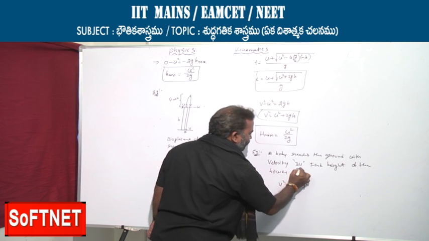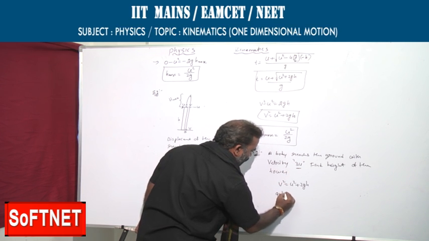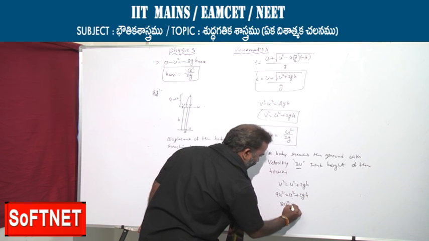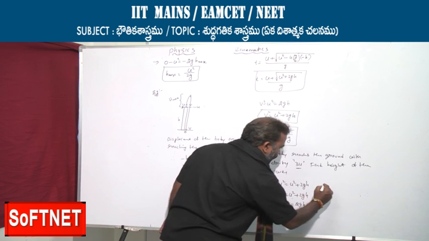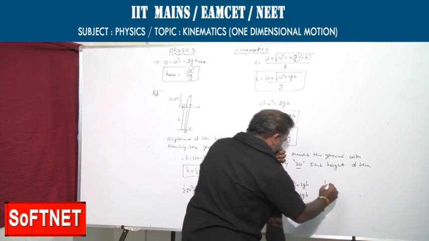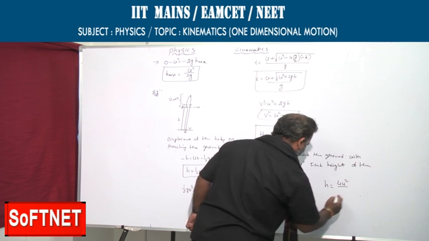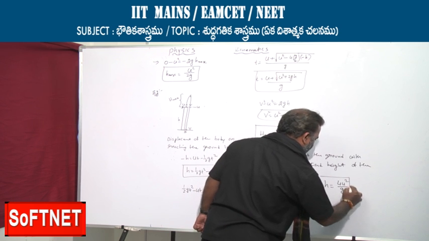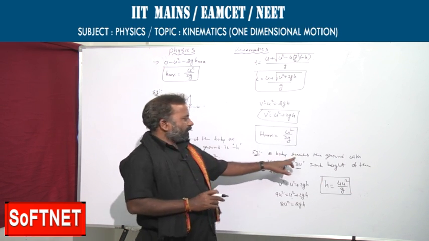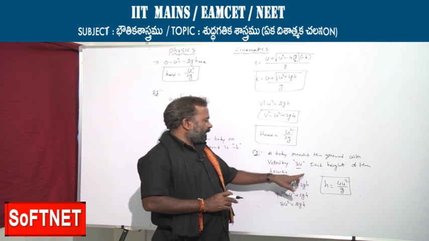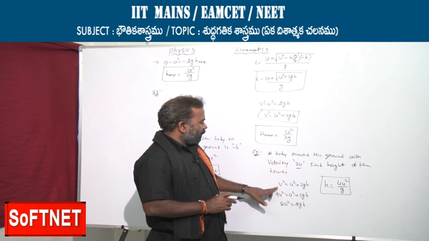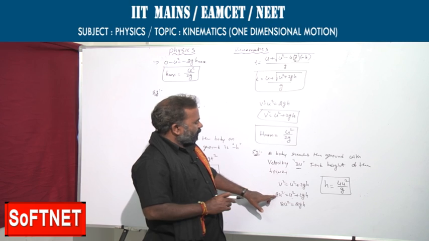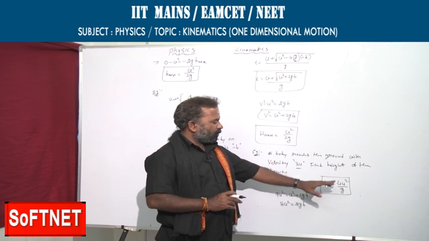V has been given as 3u. So this will become 9u square is equal to u square plus 2gh. 8u square is equal to 2gh. Therefore, what is the h value you will get? h is equal to 4u square by g. So this is the height of the tower. Here I have taken a body reaching the ground with velocity 3u, and asked to find the height of the tower. It is coming down with velocity 3u, I am substituting in this equation. 3u whole square is 9u square, 8u square is 2gh. So h is equal to 4u square by g.